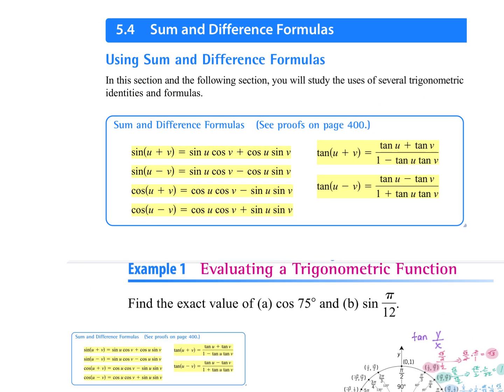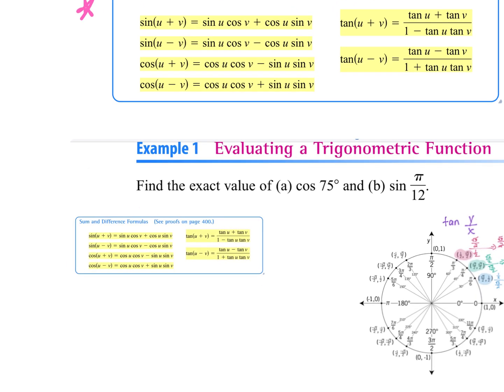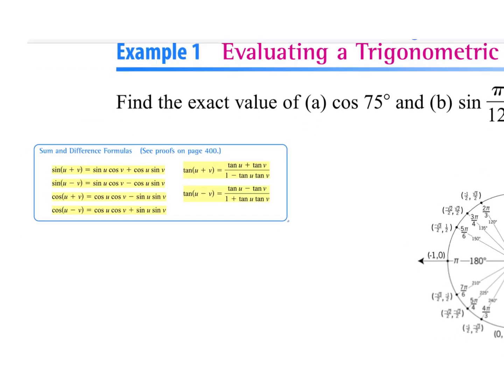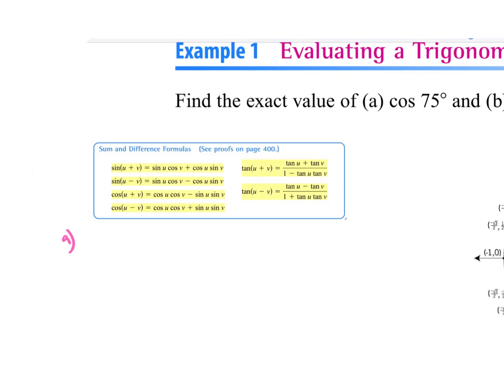So these are sum and difference formulas. This will be given to you on the test, so you don't have to memorize them, you just have to know what to do with them. So looking at example 1, it says find the exact value of cosine of 75 degrees. I'll do that here.